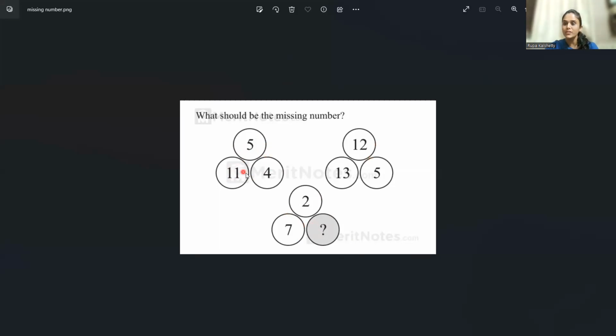If you look at this first circular triangle, what do you see here? That 11 plus 5 gives you 16, which is the square of 4. Similarly, 13 plus 12 gives you 25, which is the square of 5.